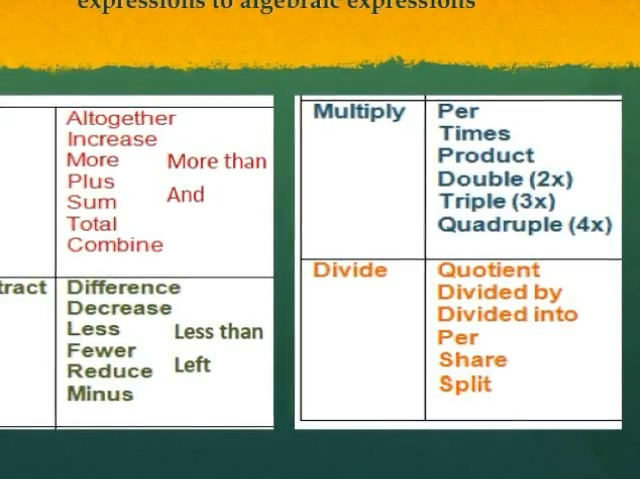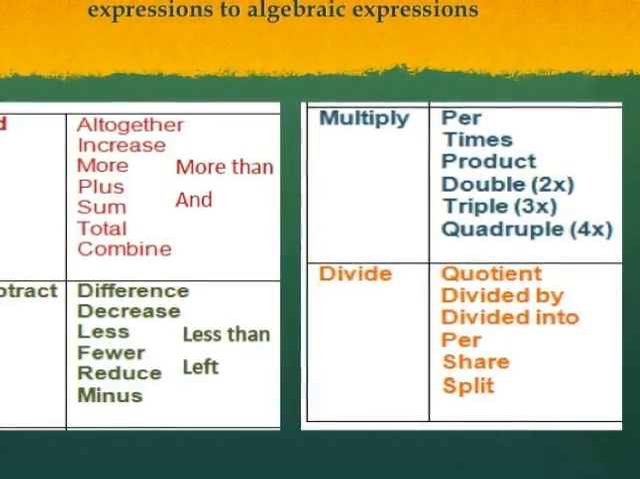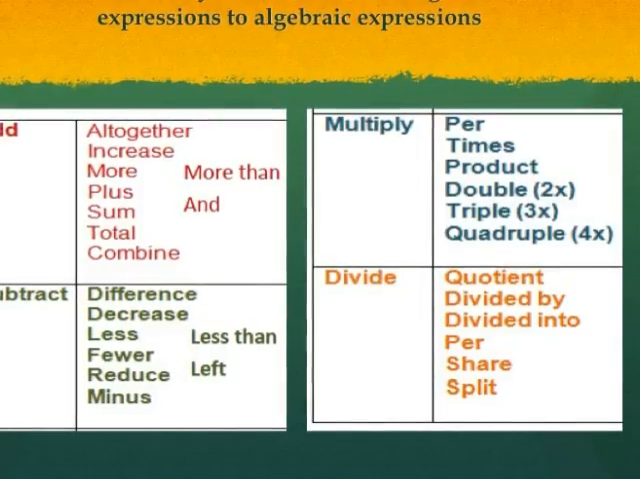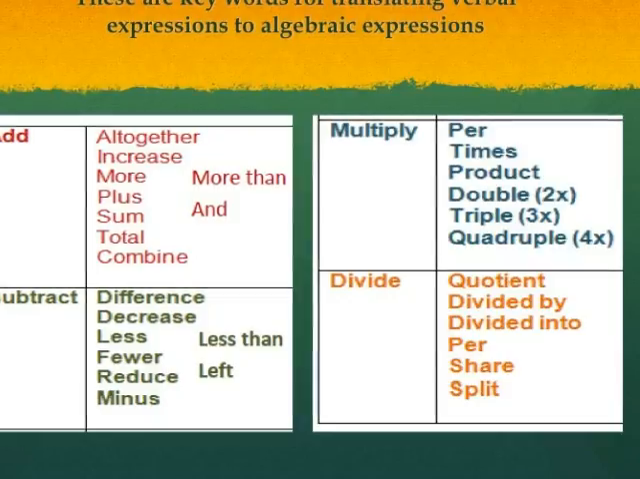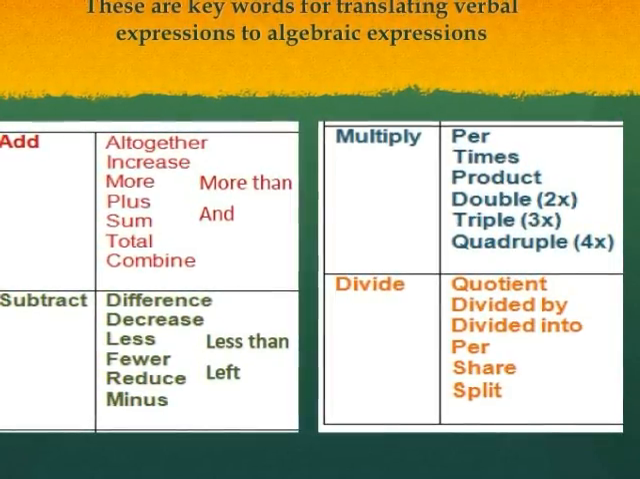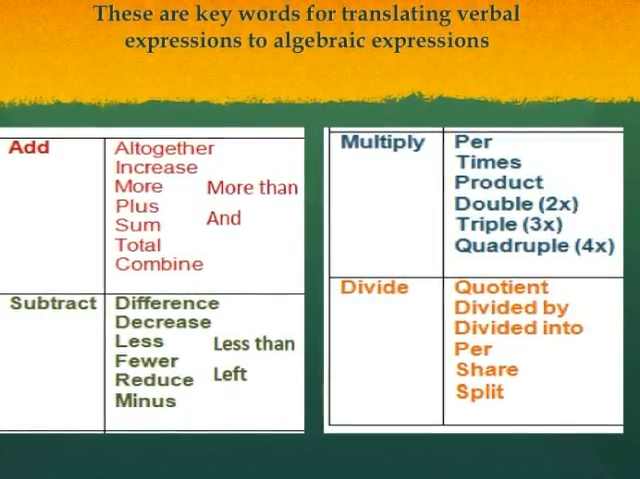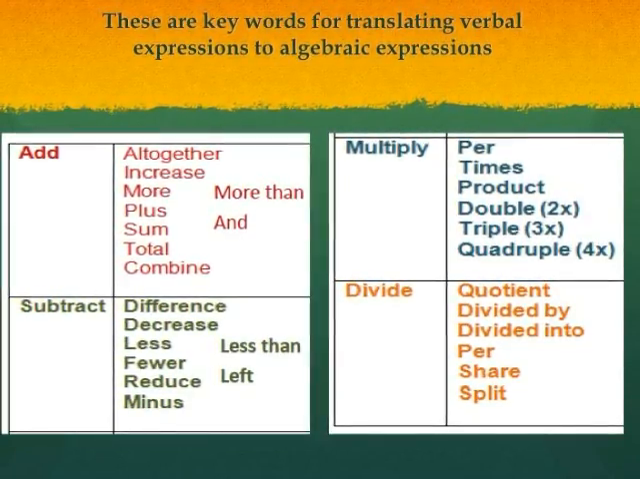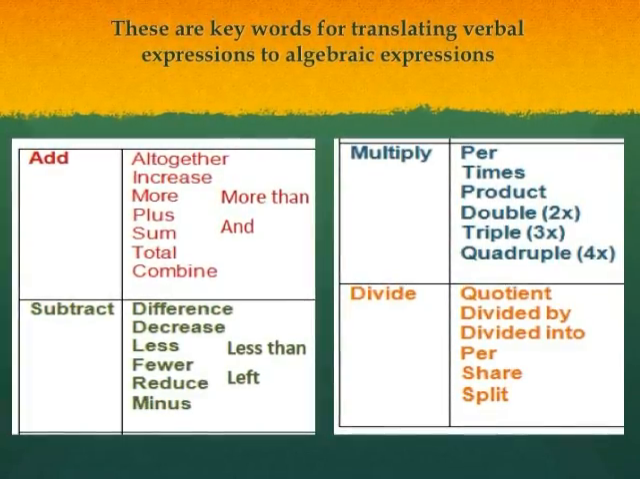Other ways of saying multiply are per, times, product, or double. Subtract has different meanings as well, which are difference, decrease, less, less than, or reduce. Now, if we want to find another word for divide, as shown in the box to the left, we see that quotient is another word, divided by, divided into, or split.